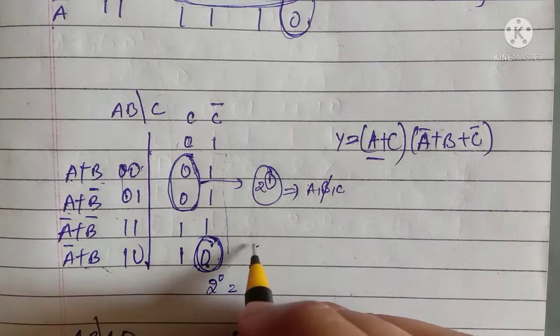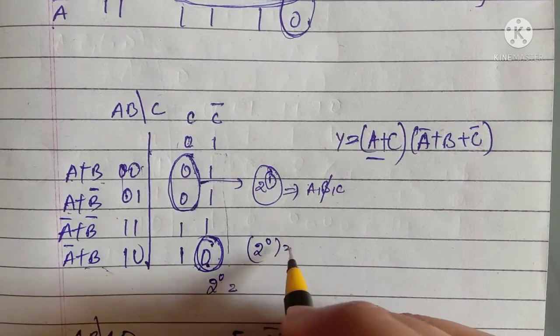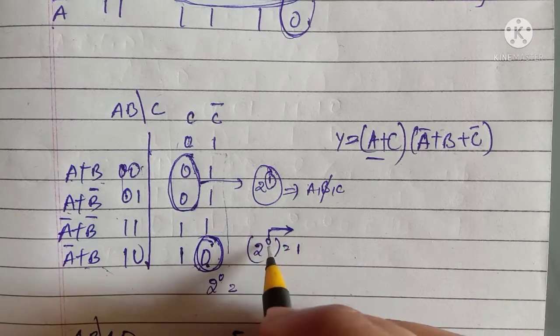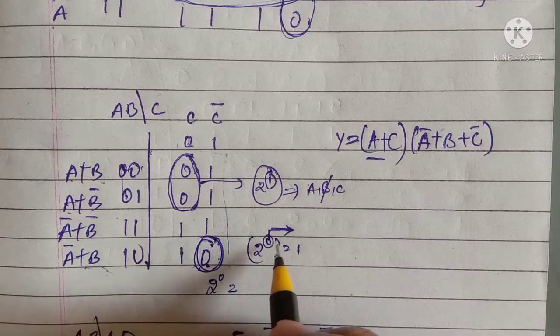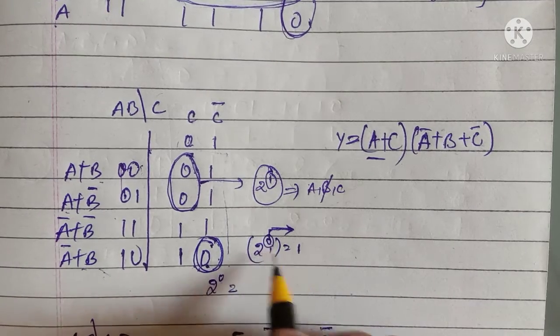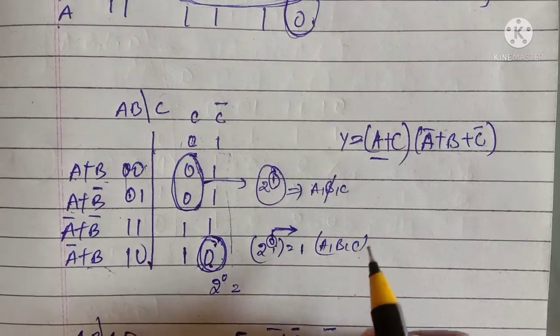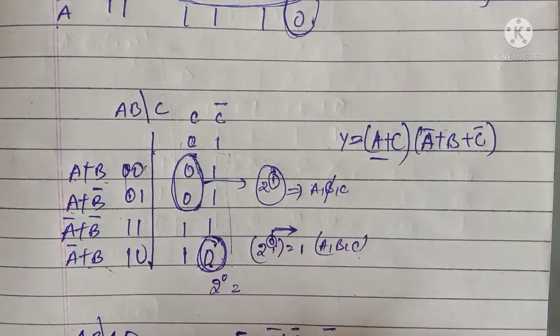1 1 1 0 is there, means 2 raised to 0. 2 raised to 0 means 1. I already taught you how this works. This stands for the number of variables. So how many variables are we neglecting out of A, B, C? None. 0 means nothing, so all 3 variables are there in the expression.